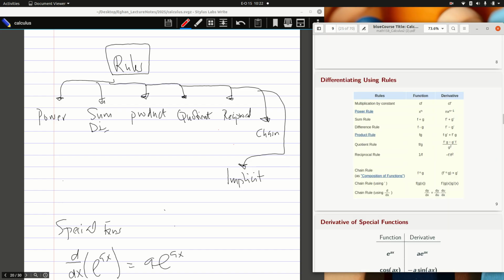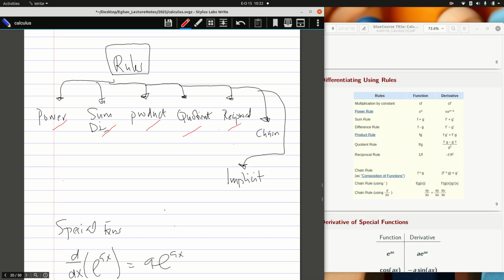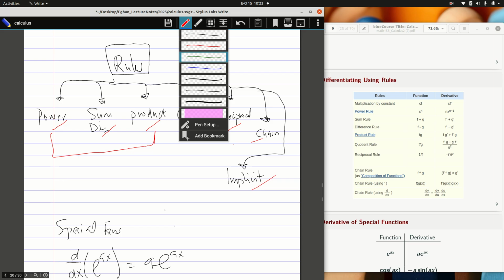We have the power rule, the sum rule, the product rule, the quotient, reciprocal, chain, and implicit. In this lecture video, I'm going to take the first 3 to make it easier. Let me just change the pen to, I think blue should do.